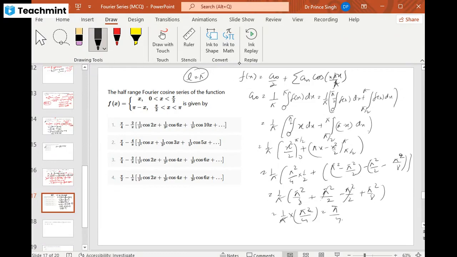Although out of the 4 options, 3 options have pi by 2 only. So it means that the first part is okay. So it means that this is not the correct option. But still we need to find out the value of AN.